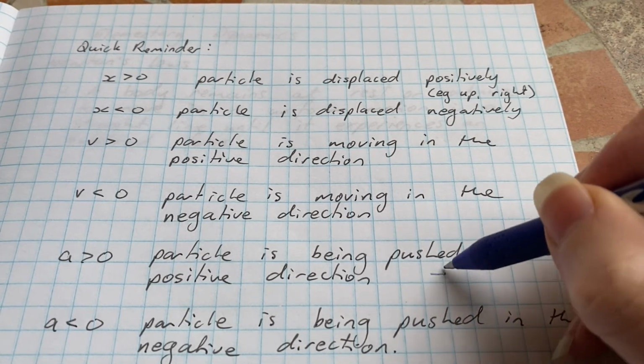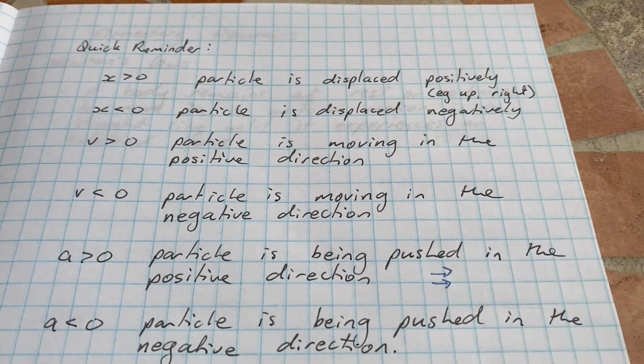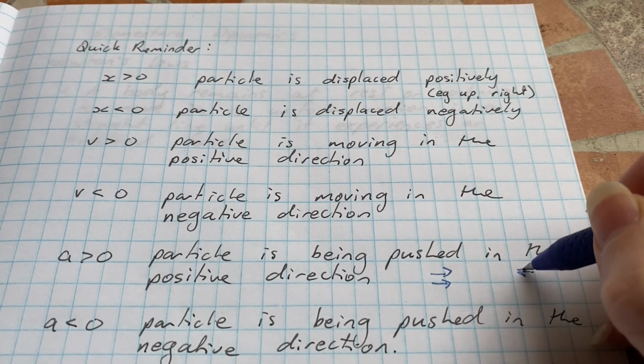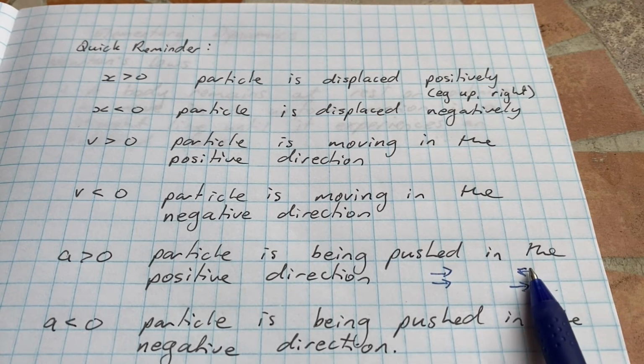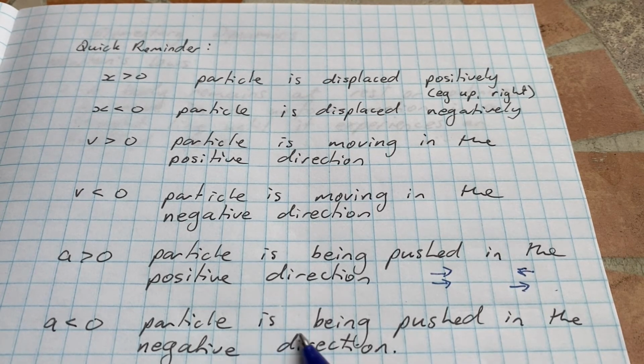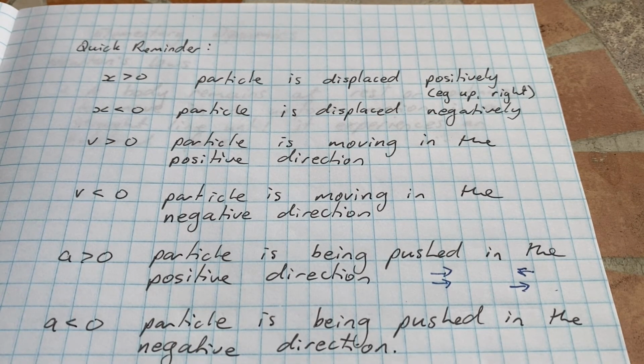So if the particle was moving that way and it was being pushed that way, then yeah, it's going that way, it's speeding up. If the particle was moving that way, but something was pushing it back, something's pushing it this way, then it would be trying to move that way, but something would be stopping it, it'd be slowing down in that situation. The particle is being pushed in the negative direction when acceleration is negative.